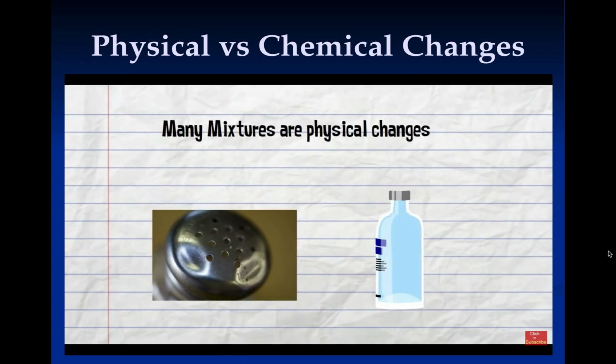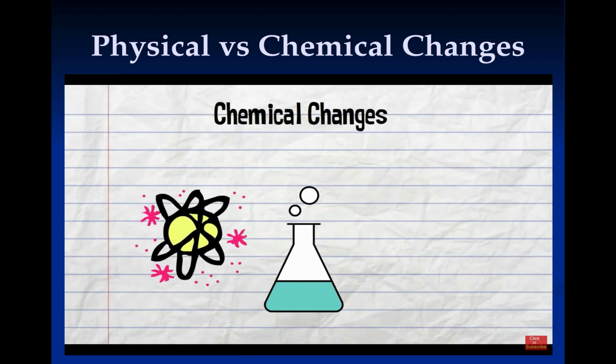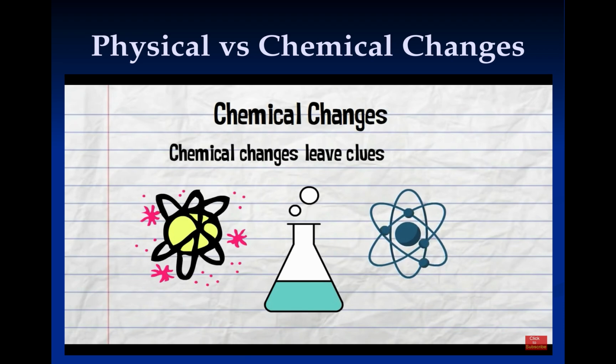Most mixtures are physical changes. For example, mixing salt and water together is a physical change because the salt and water can be separated out later. Chemical changes, on the other hand, create a new substance. It involves breaking or making chemical bonds between atoms. Chemical changes leave behind clues or indicators. Here are 5 indicators of a chemical change.